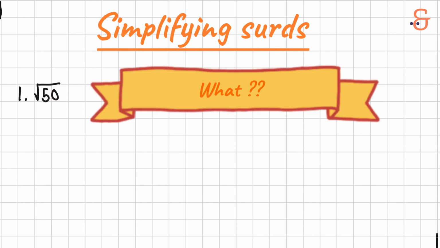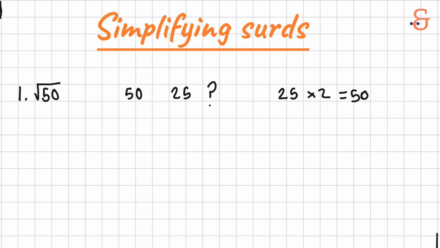So, what do I mean by this? 50 has a 25 inside it, right? Alright, so 50 does have a 25 inside it, but you might be thinking, how does this even relate to the question? Well, since 50 is equal to 25 times 2, root 50 must be equal to root 25 times root 2.